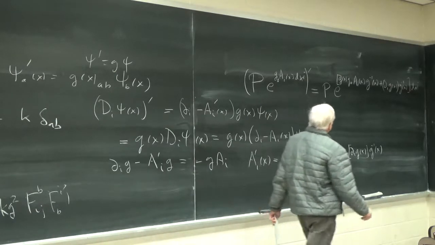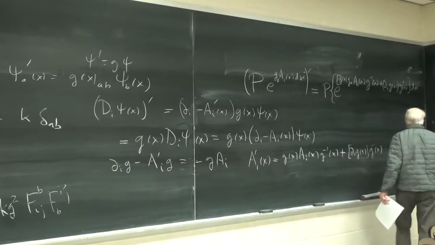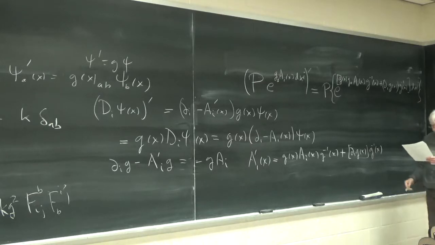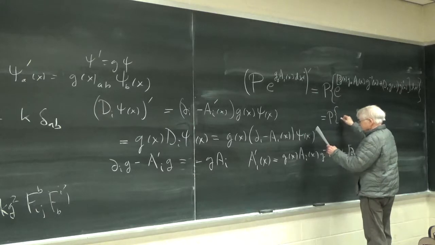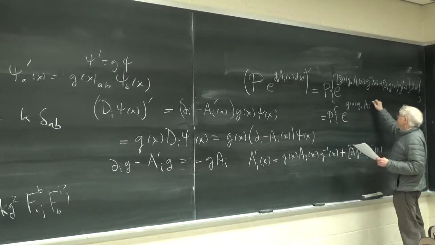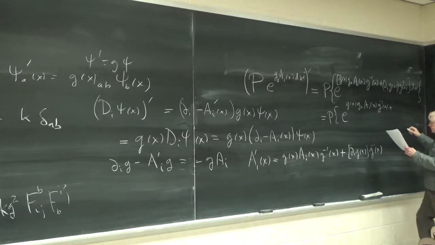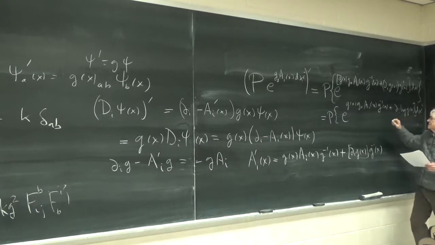Anyway, because of the path ordering, we can write this as just the derivative of the logarithm. So this is e to the g of x, g0 A_i of x, g inverse of x, plus d_i of the log of g of x, and all that dx^i.